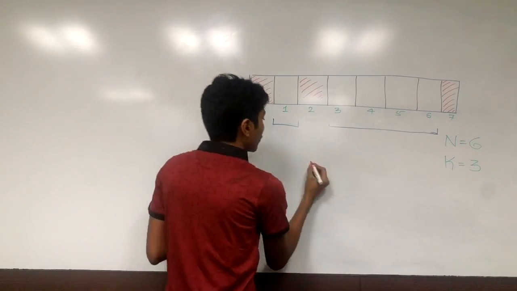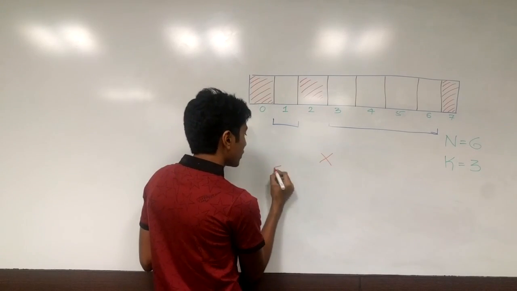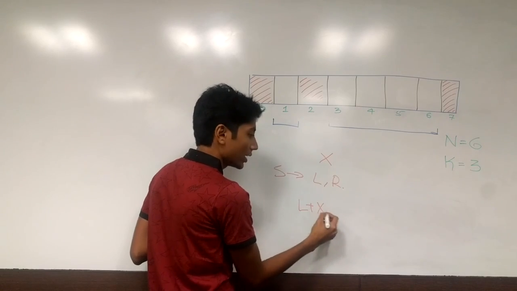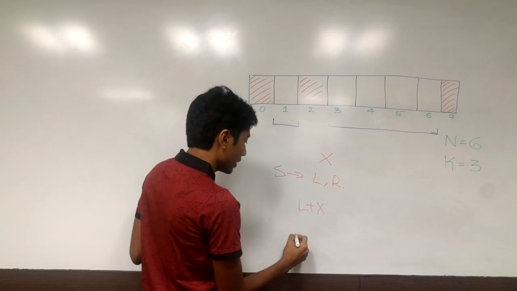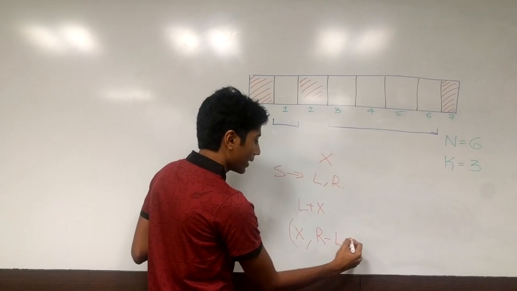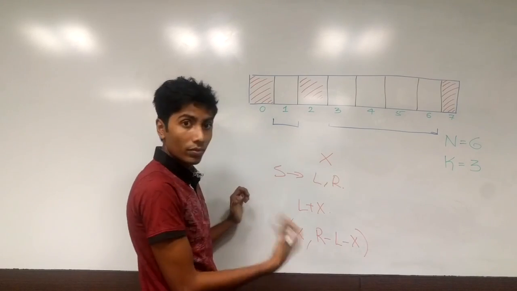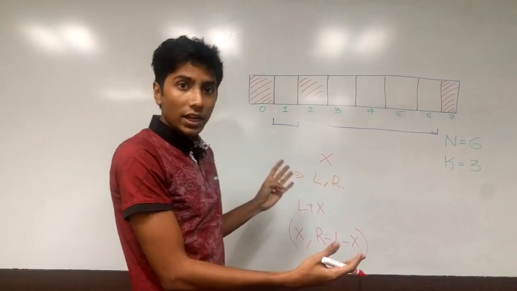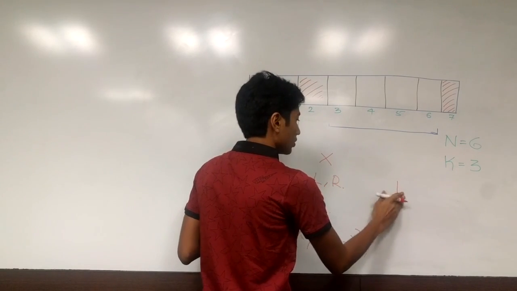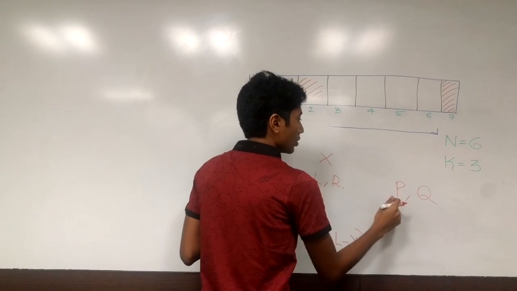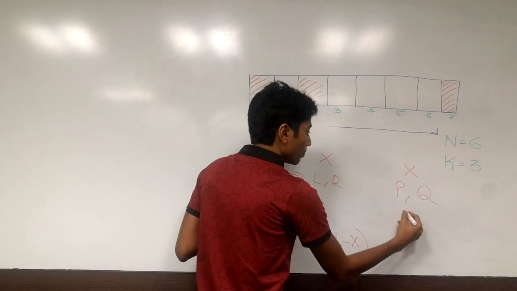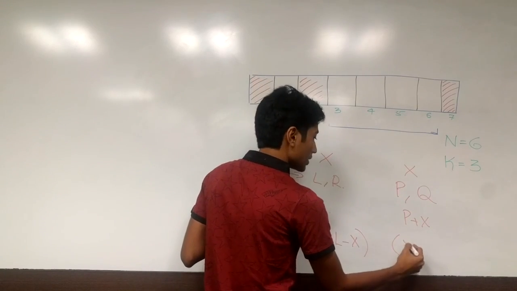So mathematically, if you choose a position X relative to a segment L, R, then you're standing at position L plus X, that's your index. And the distances you have are: X is your distance from left, and R minus L minus X is your distance from right. So if you choose a larger segment, and stand at the same position x, let's call this PQ. P and Q are two indexes now. You are again standing relative to them at position x. That is equal to P plus x is where you're standing, which gives you distance x over here again.